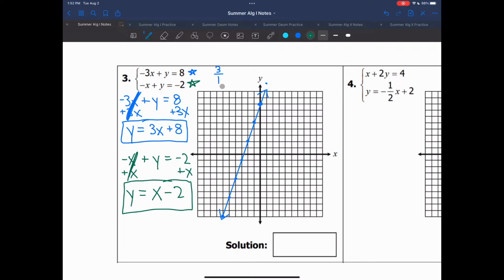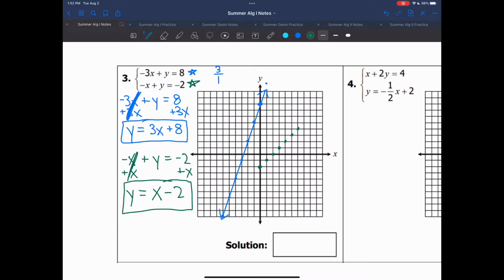Okay, let's graph the green one. Well, green for me, whatever it is for you, which I have boxed down here. I'm going to start at negative 2. So down 2, make a point. And then from there, I have a slope of 1, which we talked about before. That just means we're going to go up 1, right 1. Up 1, right 1. All in the positive direction.